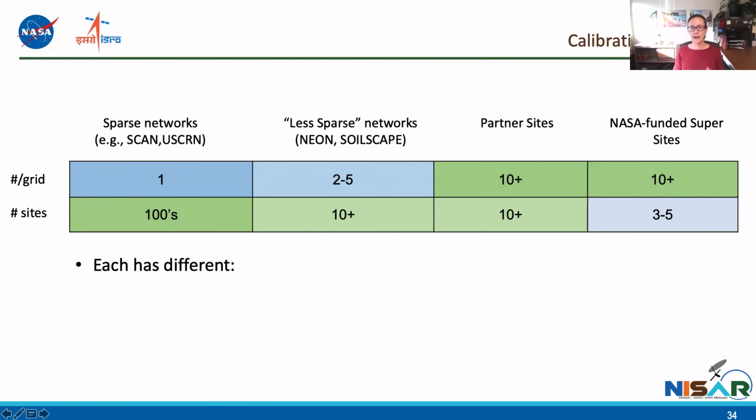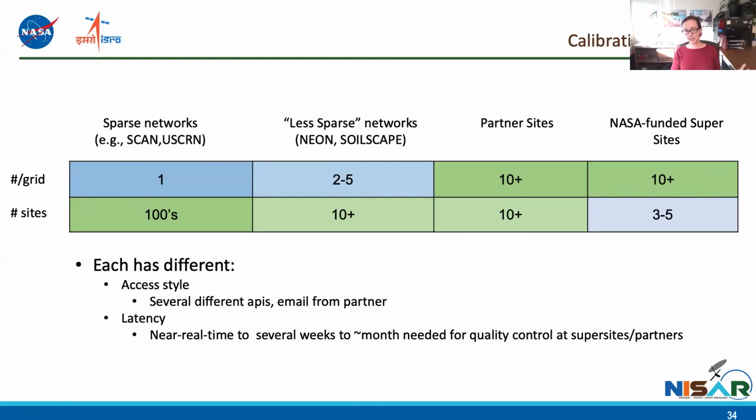So each of these has different ways we can access the data. Some of them require an email from the partner site, putting the data in a file. Others are all made available online. Some of it is going to be near real time. Some of it might take several weeks for the partners to evaluate the data and send it in.